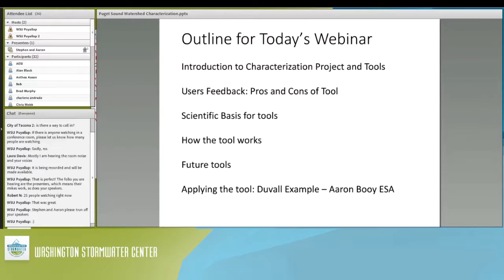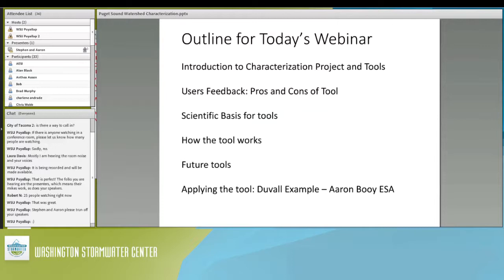But in particular, I'm going to spend time giving you some of the feedback that we received in the last few months from users. We've actually done a survey, and we've had enough use of the tool over the last 10 years that we've got a pretty good idea of what works and what doesn't work. And then I'm going to provide a brief introduction to the scientific basis for the tools, how it works, and what we're planning to do over the next year in terms of improving the tools.